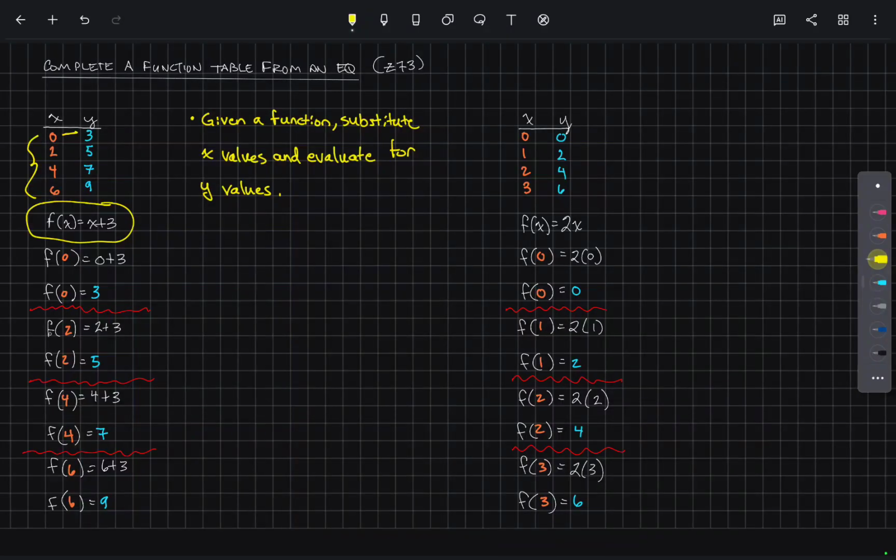I repeated that process for the function of 2. If x is 2, then I'll substitute 2 in for x. 2 plus 3 instead of x plus 3. That's 5. You can see that I also generated that in the table as well, 2, 5.